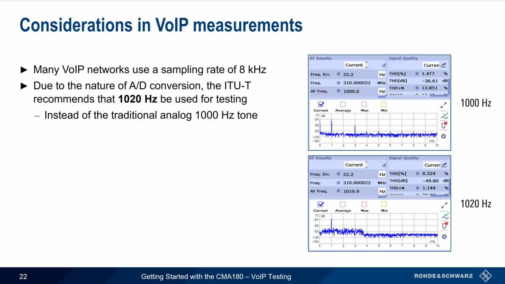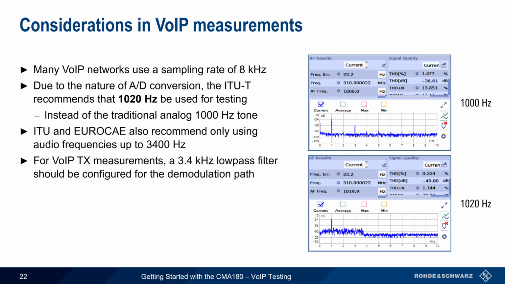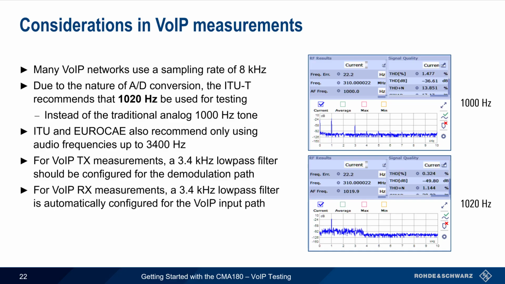For example, here we can clearly see higher levels of distortion, both visually and numerically, for 1000 Hz compared to 1020 Hz. In addition, both the ITU and URI recommend only testing audio frequencies up to 3400 Hz. This means that for VoIP transmitter measurements, a 3.4 kHz low-pass filter should be manually configured in the demodulation path, whereas for receiver measurements, the CMA automatically inserts this filter into the input path. Please see the CMA180 documentation if you'd like more details on these special considerations and how to implement them.